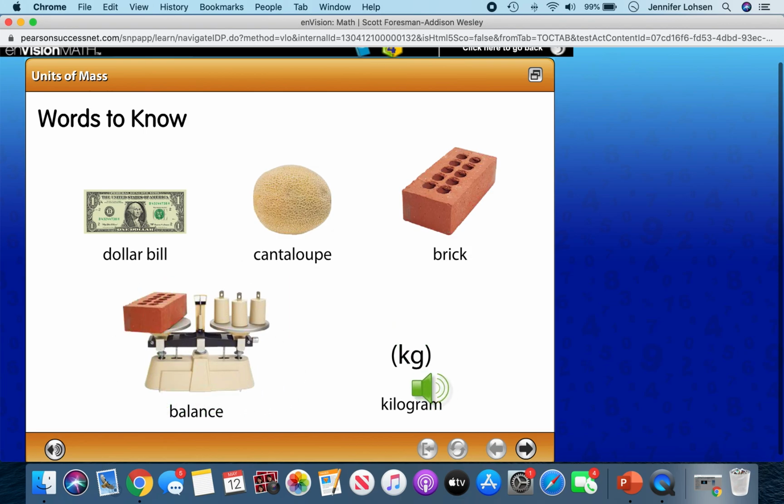And then they have the abbreviation kg, which is the abbreviation for kilogram. If you guys can remember from Monday when we talked about it, that prefix kilo, so it doesn't matter if it's a kilometer or a kiloliter or a kilogram, it means 1,000 of that base unit. Okay, so this represents 1,000 grams.